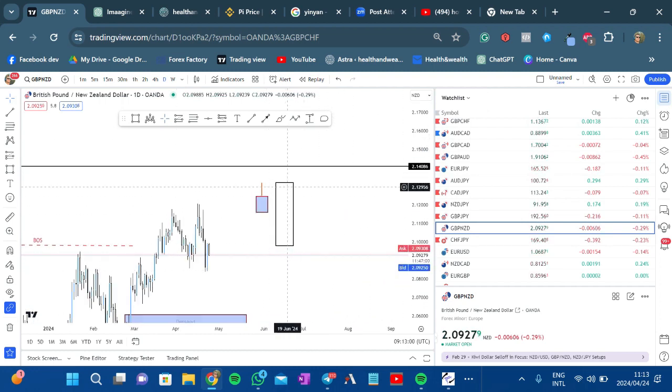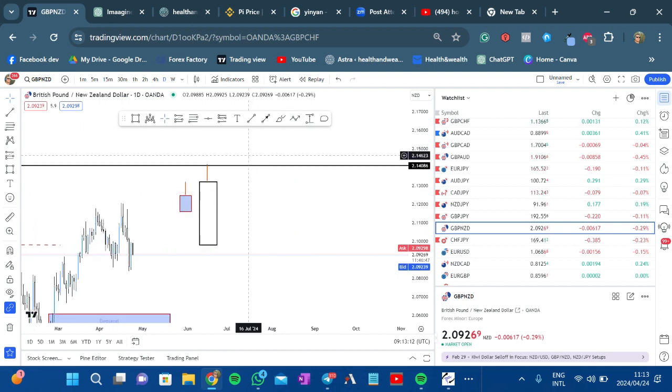Just a small candle totally engulfed by your other candle. It doesn't mean that it needs to be a bearish and a bullish and a bearish candle. It can be any kind of candle next to each other. It's just a two candlestick pattern. Okay, so that is what we are trying to look for, guys.